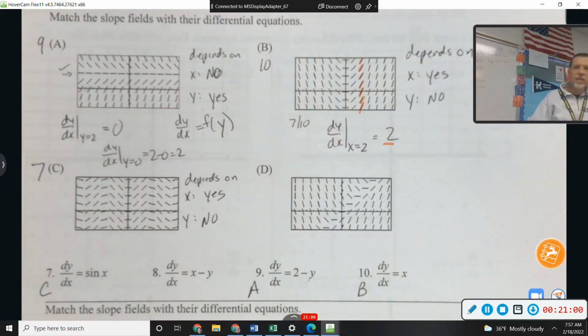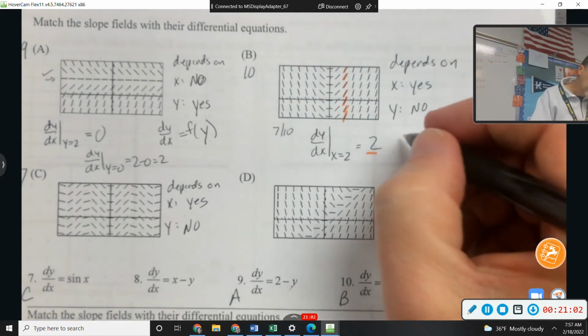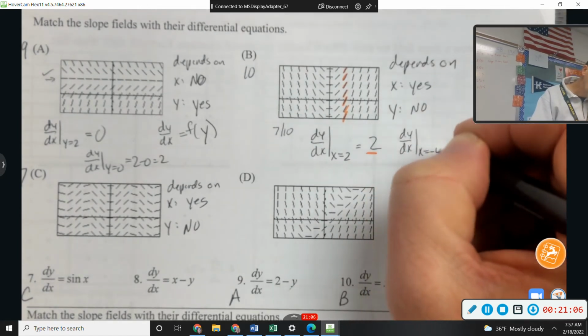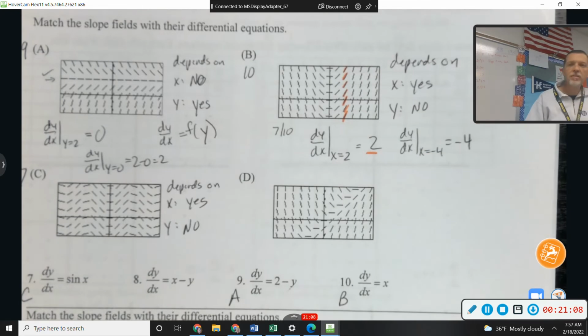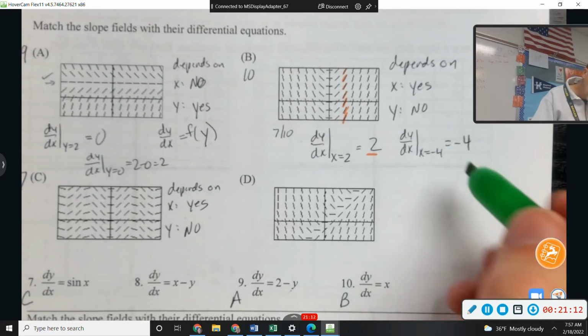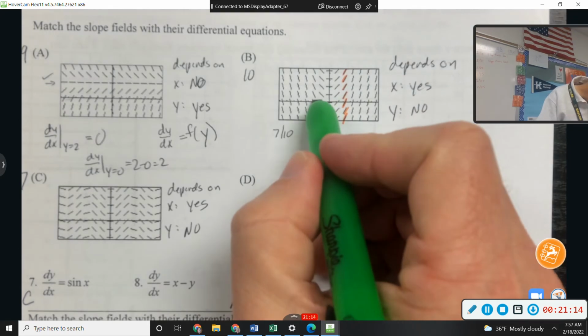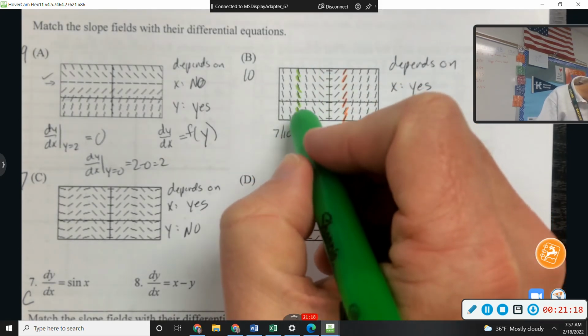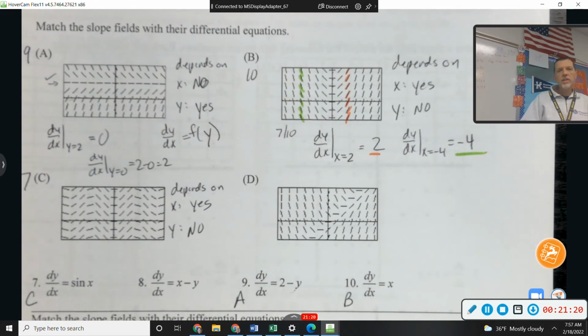That makes sense. If we wanted to check something else, like at -4, the slope should be -4. 1, 2, 3, 4, and sure enough, all those tick marked -4 have a slope of -4. So we kind of verified what we were pretty much already sure of.